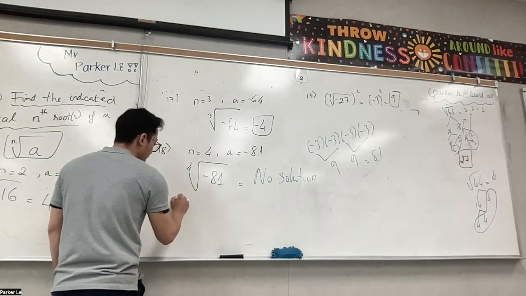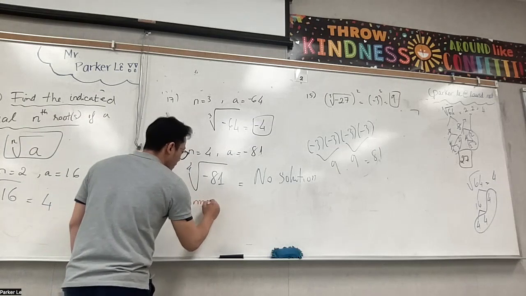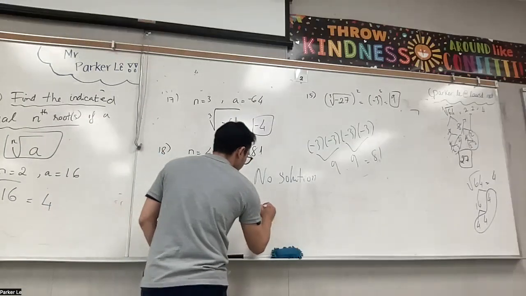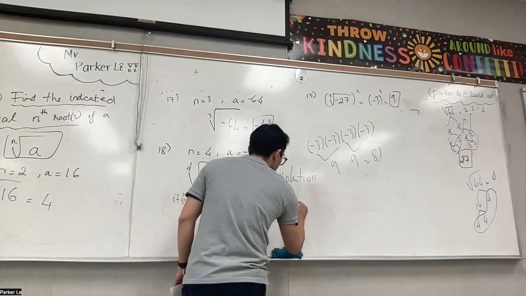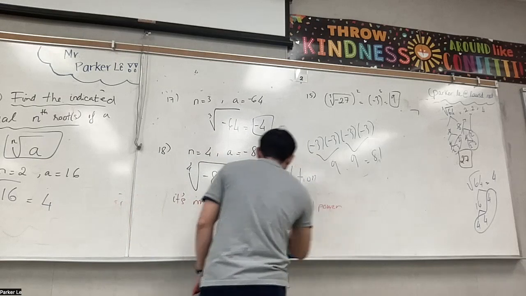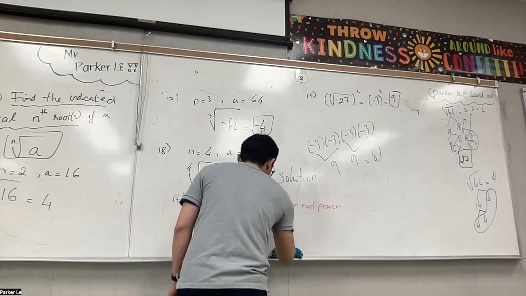So here the note is, I will write a note for you. It's impossible to have an even root power and a negative number.